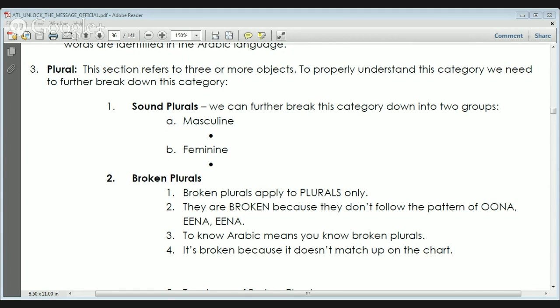Now let's expound on our notes. That's what I want to do. It ends in either una or ina. Sound plurals refer to plurals that can fit on our chart. Okay?